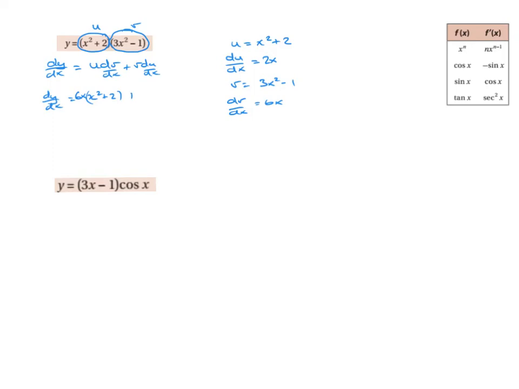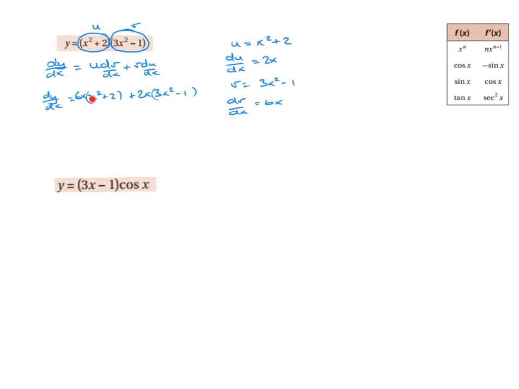And then what I have is plus, the next one is v. v is 3x squared minus 1, so 3x squared minus 1. Put in a bracket. And it's going to be du/dx, which is 2x. Again, I'm just going to stick it in front.